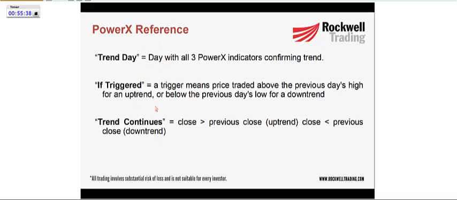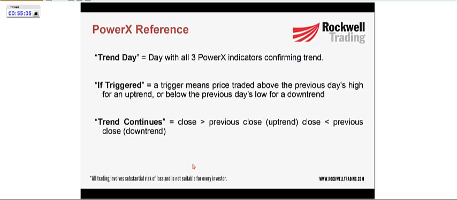there are three key things that I wanted to clarify, because I know if you've never used this strategy before, or you've never looked at a chart with the indicator set up and everything, it can get a little confusing. So by definition, if I refer to a trend day, that just means that all three power crossover indicators are confirming the trend. So all three are bullish or all three are bearish. A trend day is not when you have two bullish and one bearish, or one bullish and two bearish.